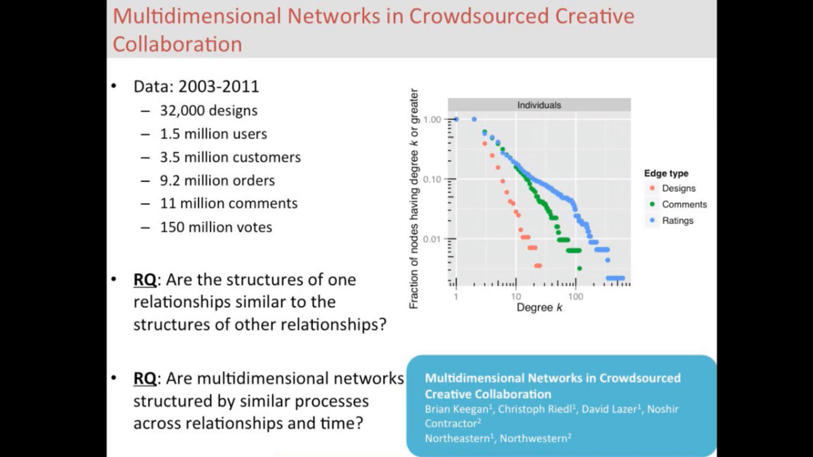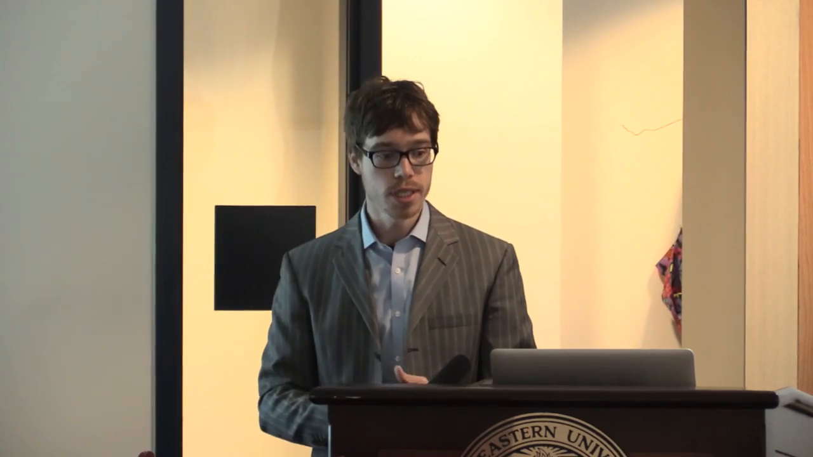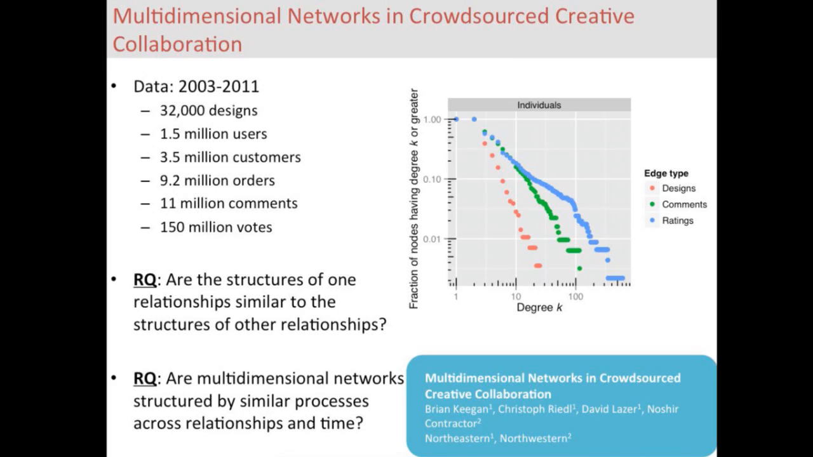So in this particular project, we established a relationship with Threadless, and they gave us basically all their data. We have their data from 2003, that's when the company started, through 2011. During that time, we have about 32,000 designs being submitted to that platform. We have 1.5 million users registered on the online platform. We have 3.5 million customers who purchased at least one shirt. We have almost 10 million orders. We have 11 million comments written to one of those 32,000 designs. And we have a lot of votes, 150 million. So that's a pretty large data set.